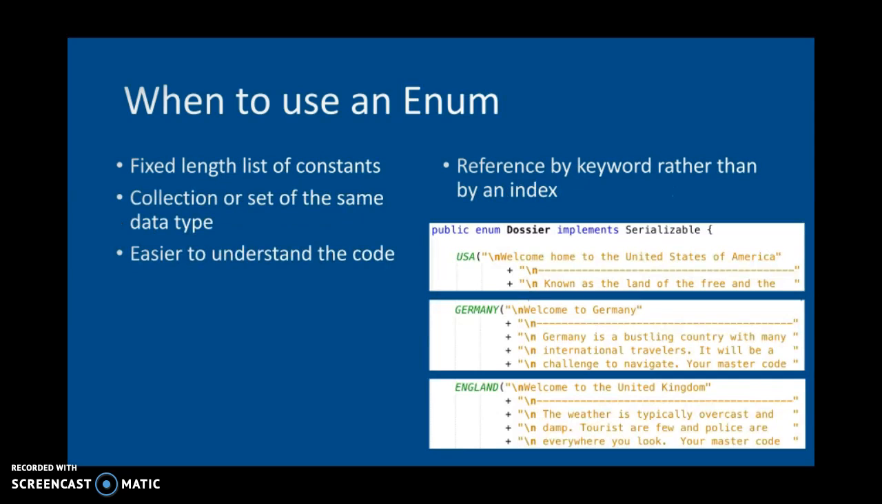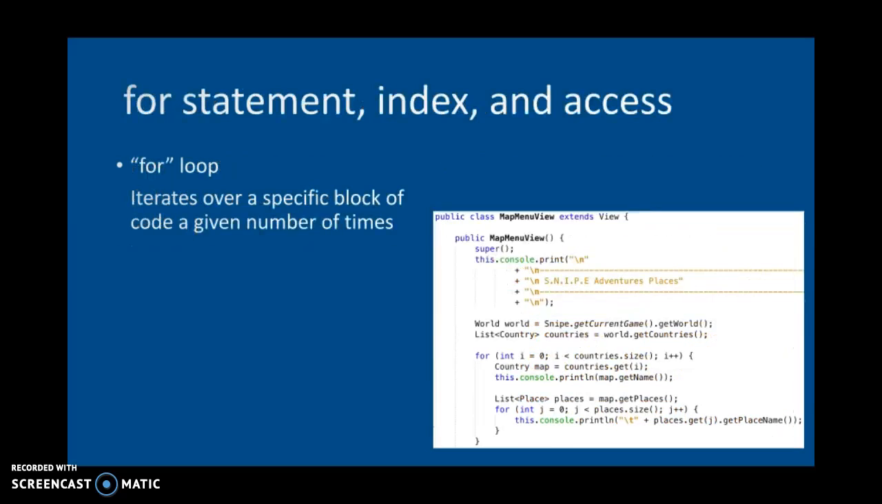When the number of elements in a list is fixed and the elements are unchanging constants, we use an enum. Once stored in the enum, the elements cannot be changed. The reason we used the enum in the dossier list is because it is a fixed length of countries, each with its own unique welcome message. Referencing a keyword that described the country dossier corresponding to a player's current location helped me better understand the code. The value of using arrays, array lists, and enums comes when we use statements to loop through the list to find a particular object.